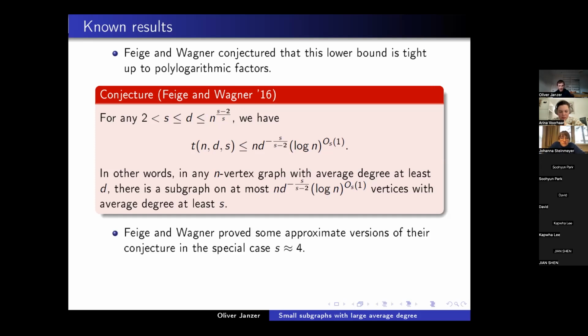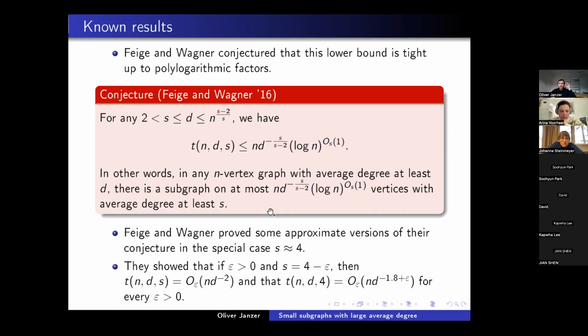Now, Feige and Wagner obtained some approximate versions of their conjecture, and they focused on the case where s is about 4. Now, they showed two things. First, if you don't want average degree at least 4 exactly, but you're happy with average degree at least 4 minus epsilon for some constant epsilon, then this number of edges is enough. So if you plug in s equals 4, you would get n times d to the minus 2. So n times d to the minus 2 is what you would want to get for s equals 4. And they get that, but not for s equals 4, but for s equals 4 minus epsilon. So they get the right number of vertices, but a slightly smaller average degree.